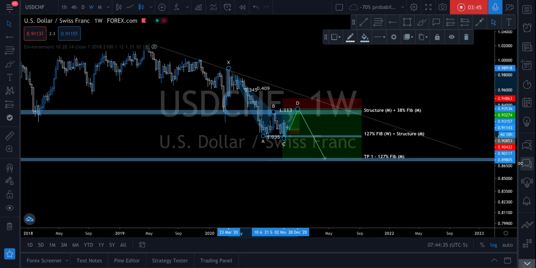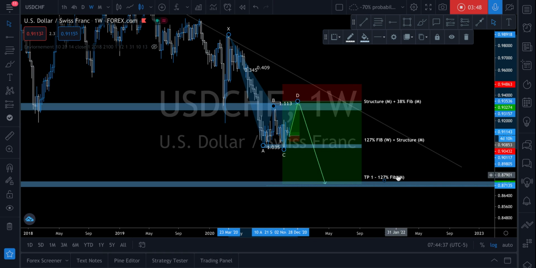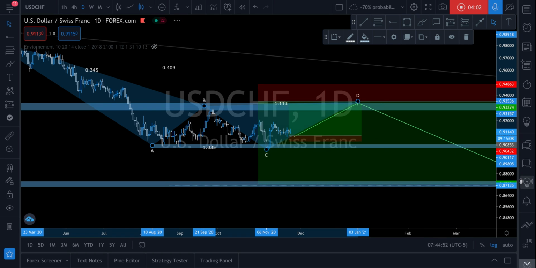Anyways, on the weekly time frame, just real quick, I want to show you guys that we had a spinning top and we have a doji right now, which are 2 indecisive candles following each other, which is a good indication once again that we are looking for another push upward as a continuation. Anyways, this is USD Swiss franc.